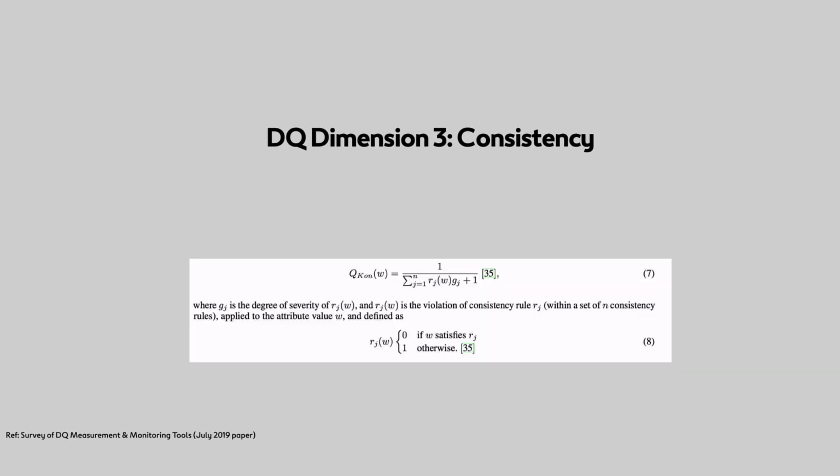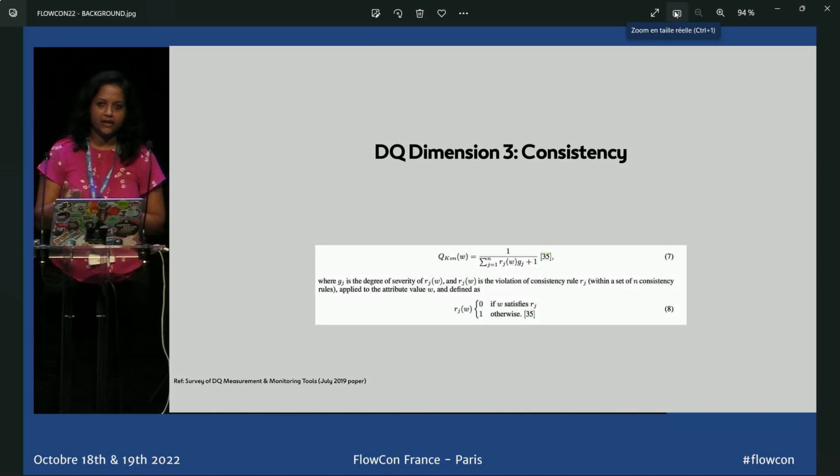So the third one is consistency. This captures the violation of semantic rules defined over these data items. So it could be tuples or records in a file. Referential integrity is a good example. So these are normally rules that require some domain knowledge, and violation of these rules is captured by this dimension.